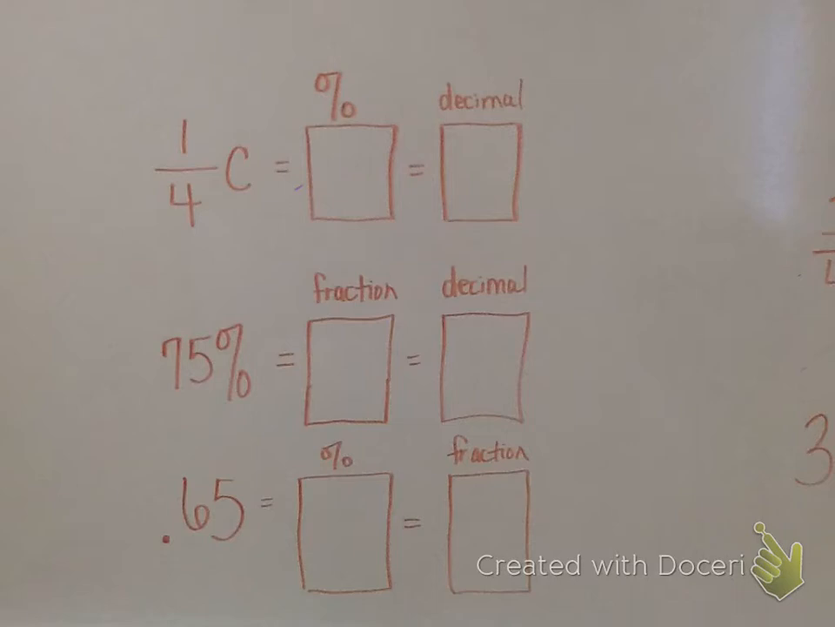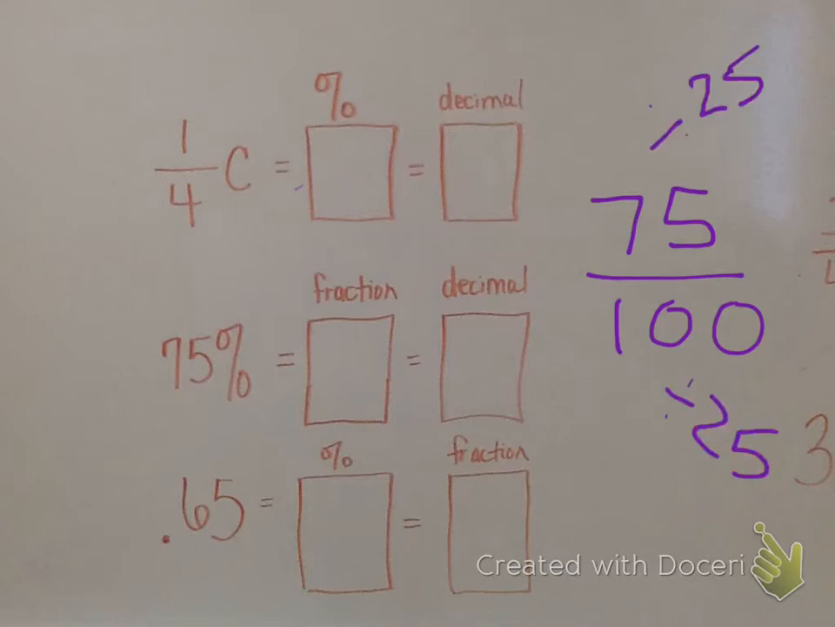In order to change a percent into a fraction, percent means per 100. Simply write it over 100 and reduce it to simplest form. In this case, if I take 25 out of the numerator and 25 out of the denominator, 75 divided by 25 gives me a numerator of 3. 100 divided by 25 gives me a denominator of 4. Now my fraction is in simplest form, and I know that 75% of a dollar is also 3/4 of a dollar.